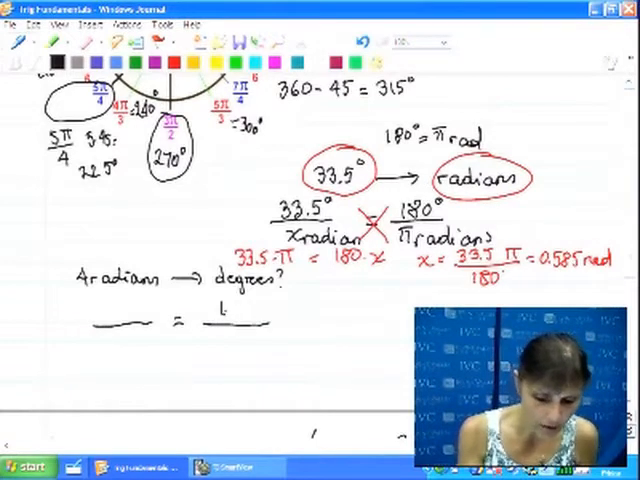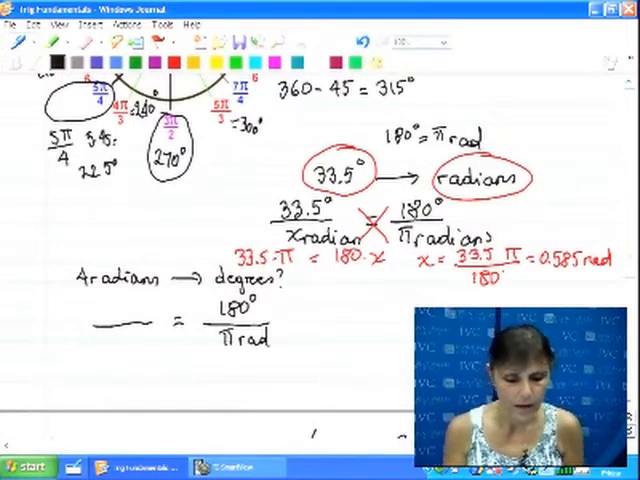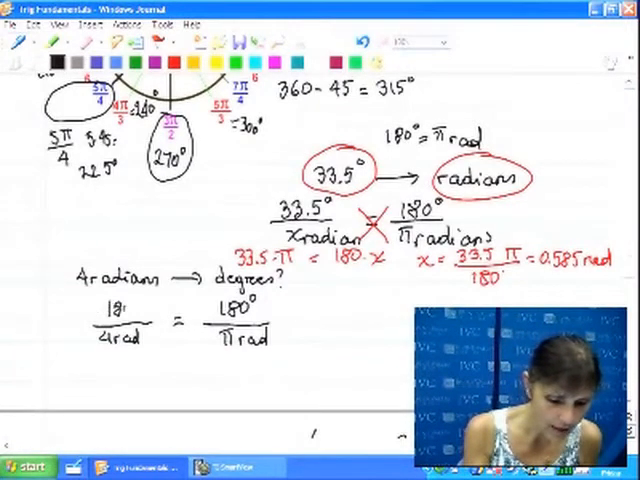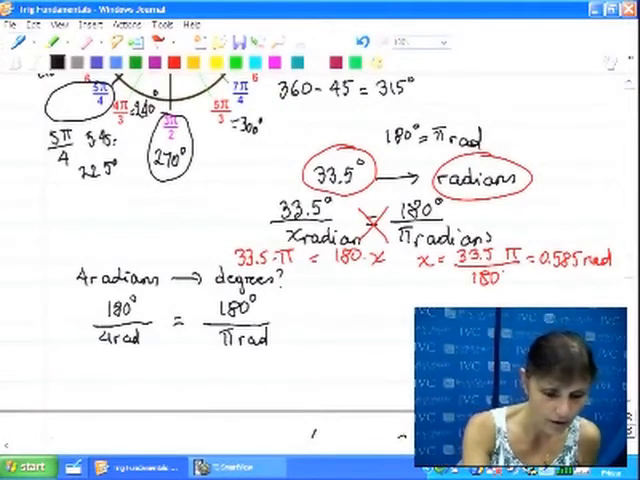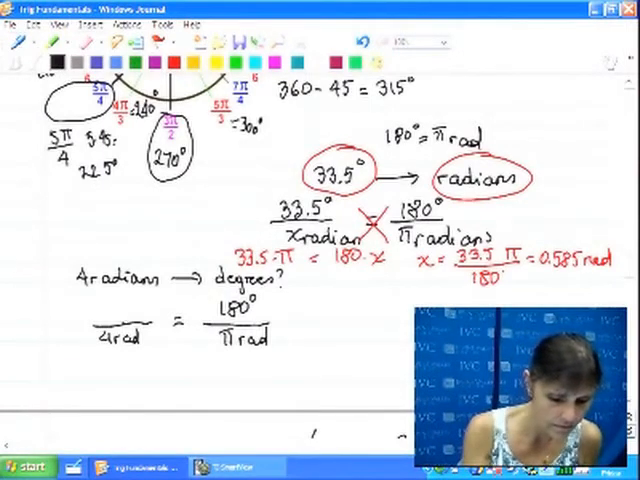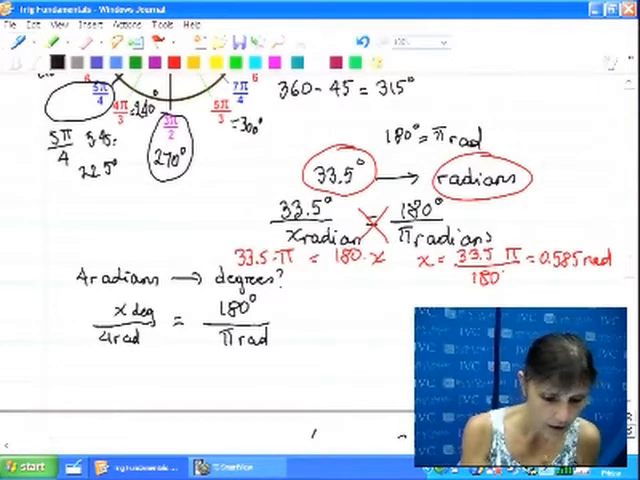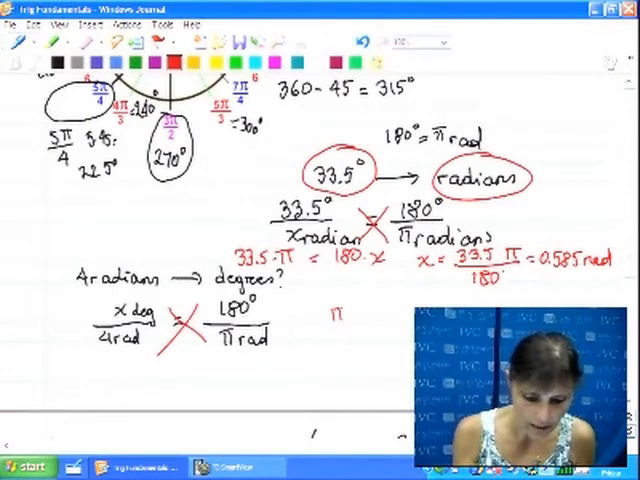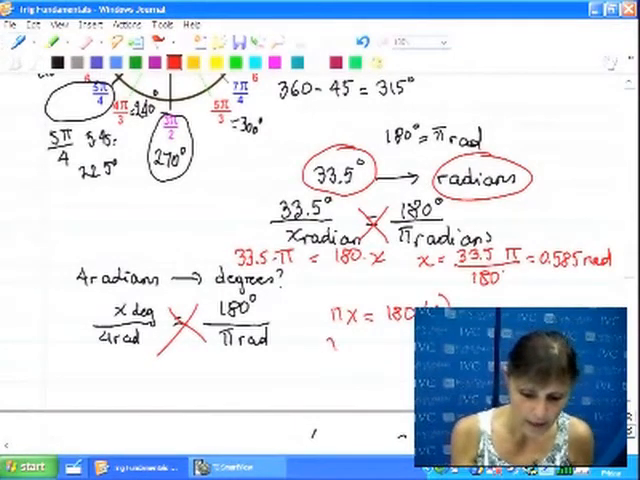So I keep the 180 degrees and pi radians on one side. I do it just on the right, doesn't matter. Now you want 4 radians and you're trying to figure out how many degrees that is. X degrees. All right. So you do the crisscross again. So you have pi times x equals 180 times 4. And x turns out to be 180 times 4 divided by pi.